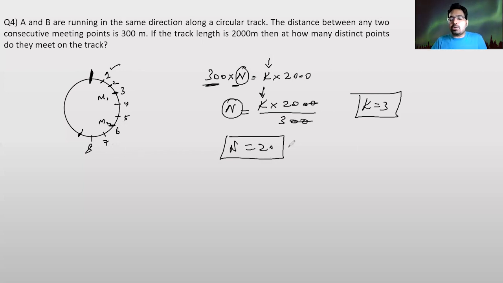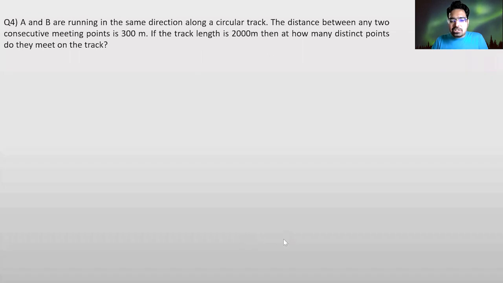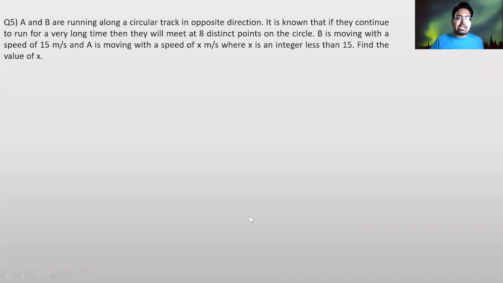Okay. So in this particular case, how many distinct points were they meeting on the circle? They were meeting on 20 distinct points. Try the next question. So that's your next question on the screen. It would take not more than a minute. Try this out.